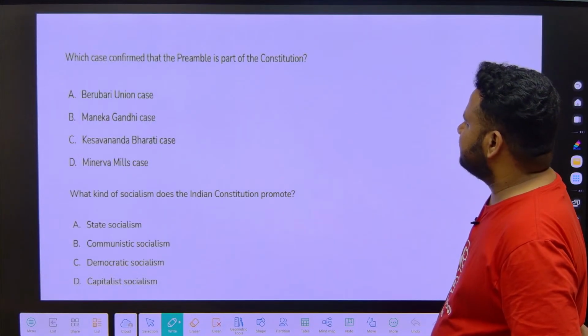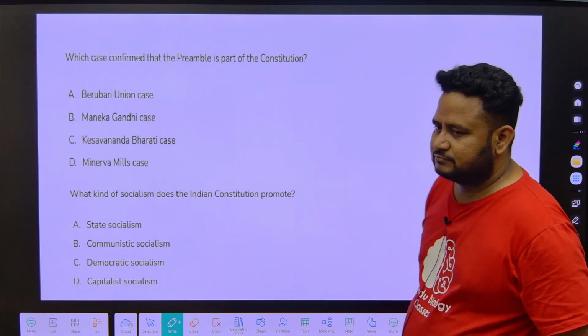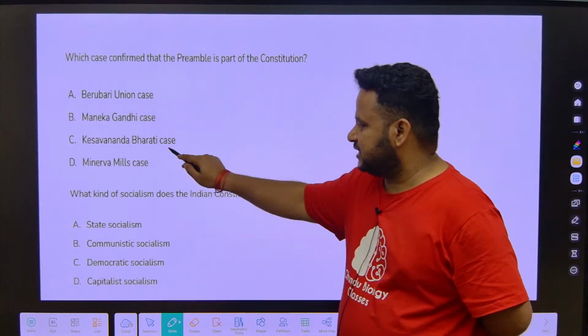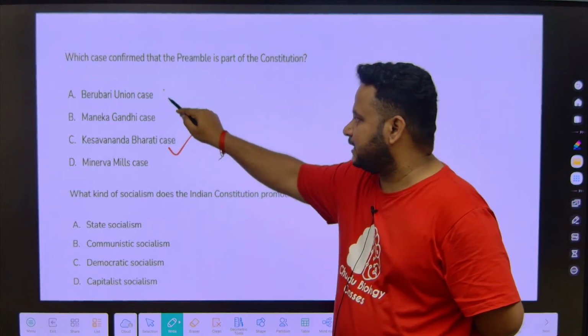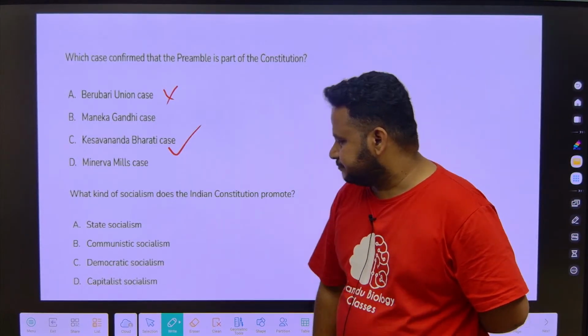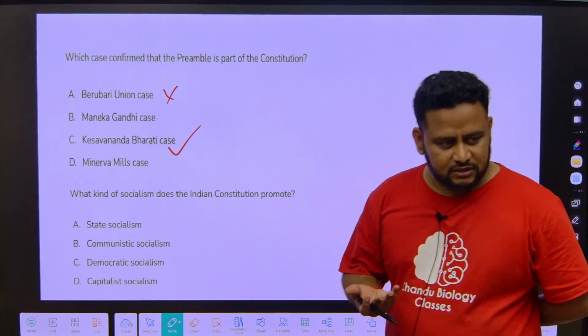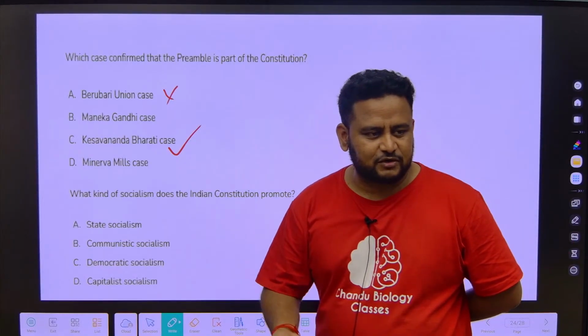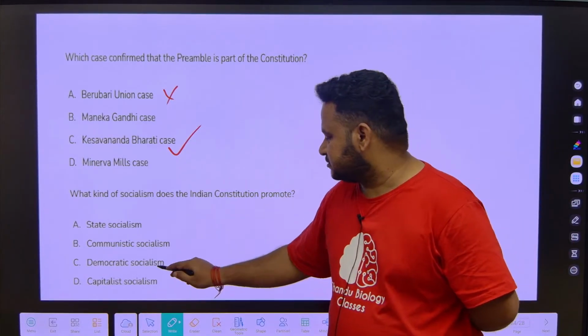Which case confirmed that the preamble is a part of the Constitution? Kesavananda Bharati case and also the LIC case. The Berubari case said it is not a part. What kind of socialism does the Indian Constitution promote? Democratic socialism. What kind of democracy? Representative democracy.